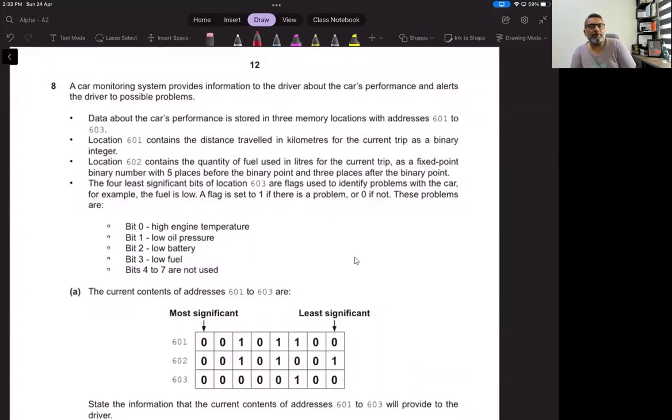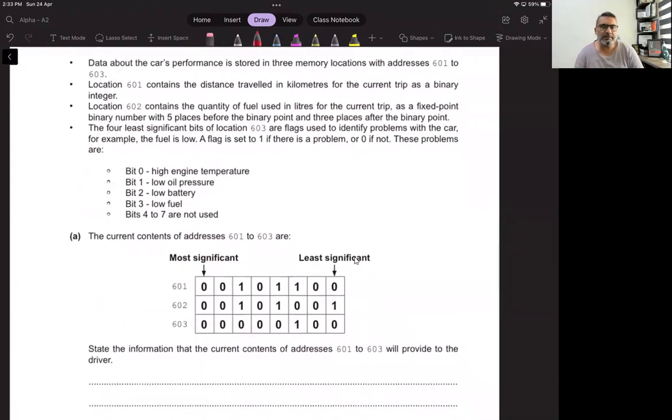So a car monitoring system provides information to the driver about the car's performance and alerts the driver to possible problems. Data about the car's performance is stored in three memory locations with addresses 601 to 603. The location 601 contains the distance traveled in kilometers for the current trip as a binary integer. Location 602 contains the quantity of fuel used in liters for the current trip as a fixed point binary number with 5 places before the binary point and 3 places after the binary point.